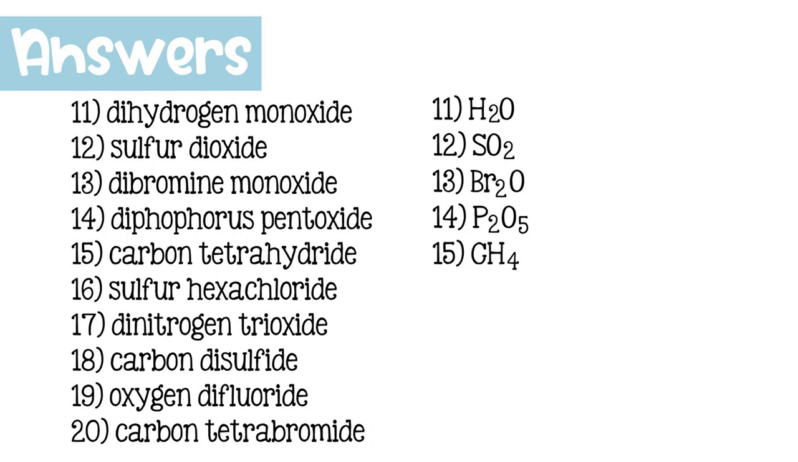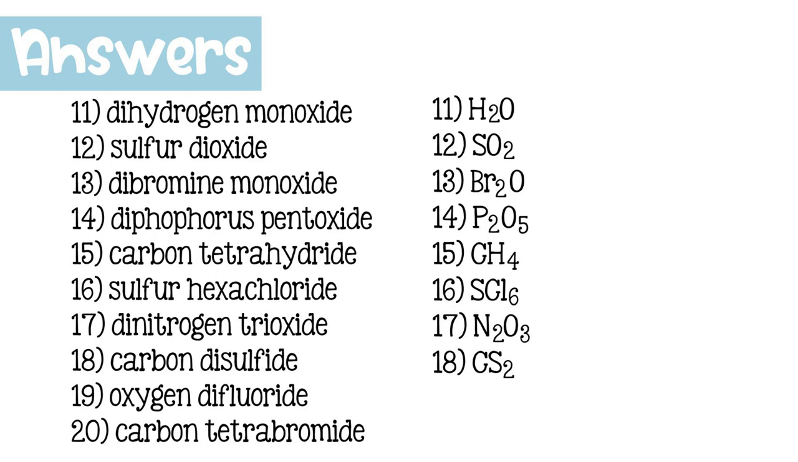Number 16 is sulfur hexachloride. Sulfur is S, hexachloride means 6 chlorines, so SCl6. Now we look at 17, dinitrogen trioxide. Dinitrogen, 2 nitrogens, trioxide, 3 oxygens, N2O3. Number 18 is carbon disulfide. No prefix means it's just C, and disulfide means 2 sulfurs, or S2. So our final answer is CS2.